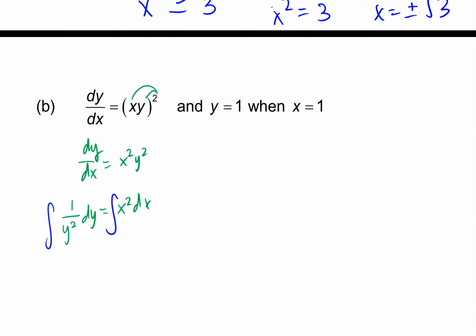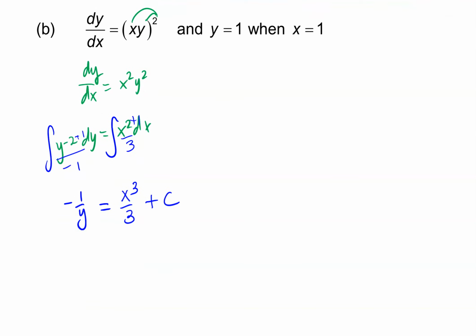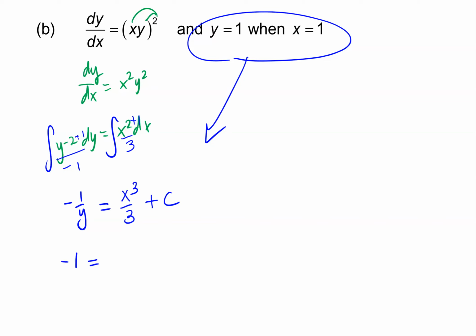Maybe I should have left this as y to the negative 2. If I add 1 to the exponent and divide by our new exponent, this is just going to be negative 1 over y is equal to, and you add 1 and divide by our new exponent, x cubed over 3 plus c. Plug in our initial values. 1 over 1 is just 1, so negative 1 equals, x is 1, so 1/3 plus c. Subtract 1/3 on both sides, and negative 4/3 is going to be c.